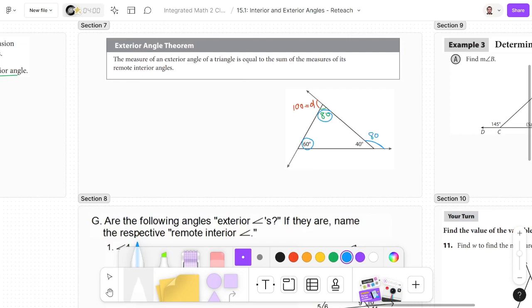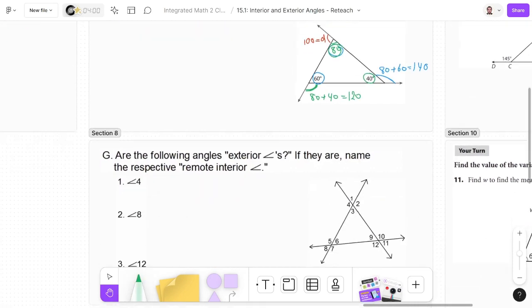So 80 plus 60 is equal to 140. Then we have this side here, which has two angles that correspond to this one here. So it's 80 and 40. So 80 plus 40 is equal to 120. Okay, I hope you understand this.